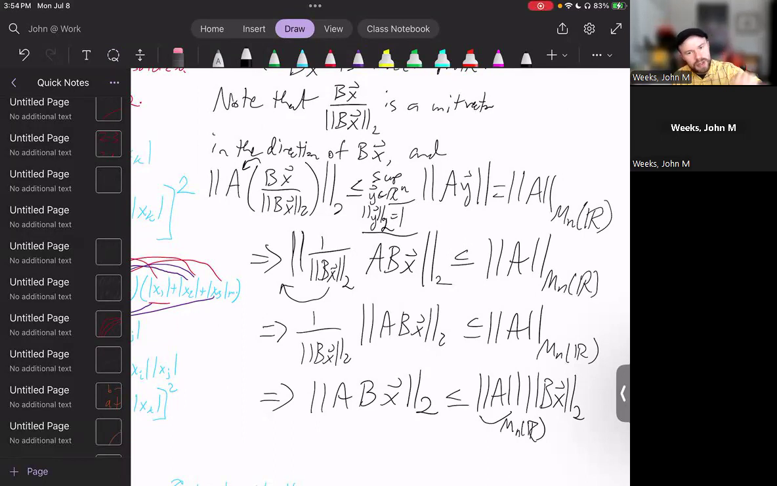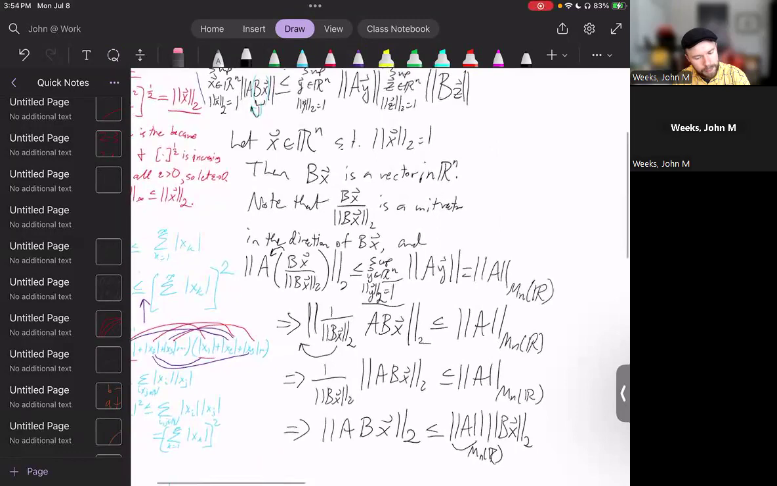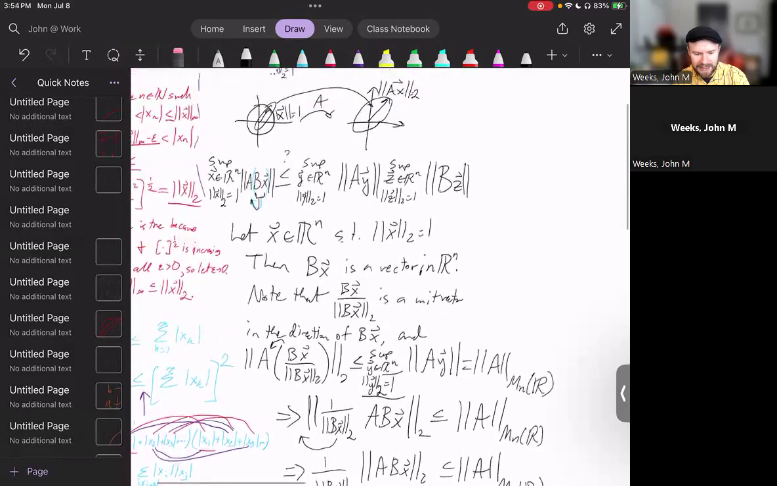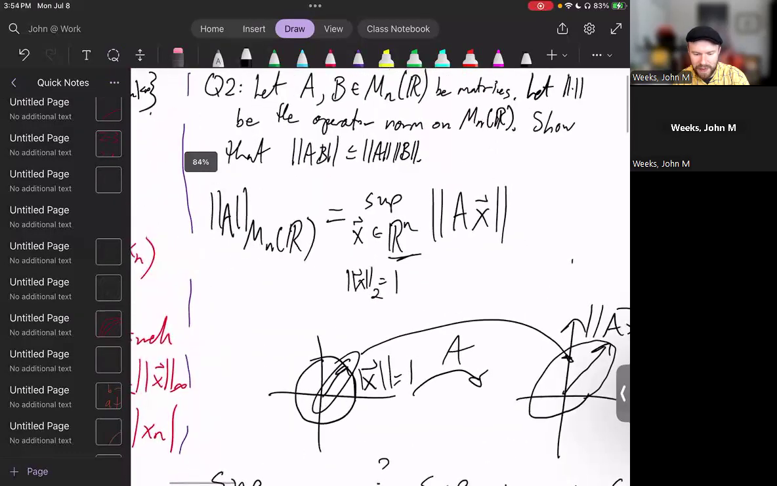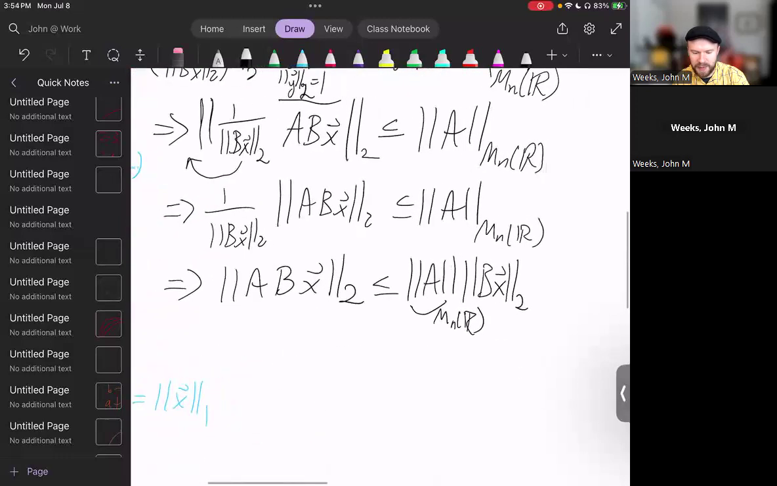This is me just using properties of the norm to bring a scalar value outside of the norm and then multiply it across to get this inequality. Now, how close are we? We're pretty close. What we would like to say from this point is that the norm of A times B is less than or equal to the norm of A times the norm of B.